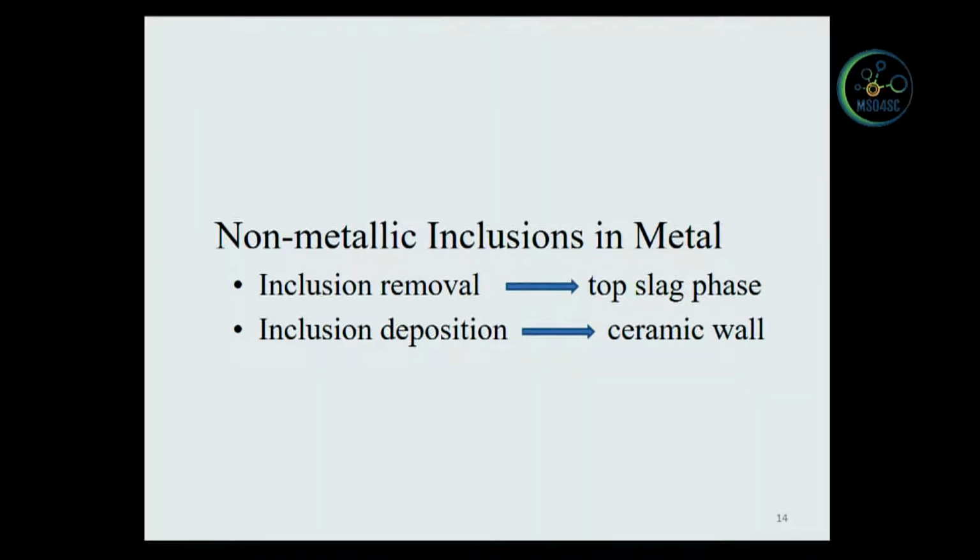Yeah, another topic is about the inclusions in metal. As I mentioned previously, inclusion is not good for the metal quality, so we try to remove all the inclusions in the metal. If we can, then that is good. But if not, then the inclusion can lead to other problems, like inclusion deposition on the ceramic walls. That will close the nozzle, and we must stop after it is closed.